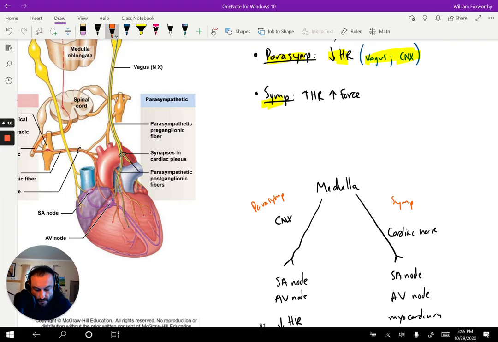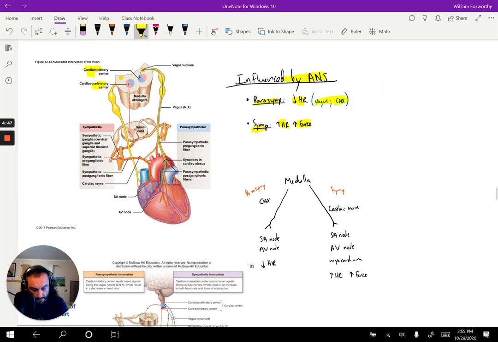The sympathetic nervous system is coming out of this cardiac nerve here on both sides. And it's also contacting your SA node and your AV node, but then it's also going to the myocardium, the muscle tissue of the ventricles. And so the sympathetic nervous system is going to increase your heart rate by influencing the nodes, and it's going to increase the contractile force of the muscle cells themselves.